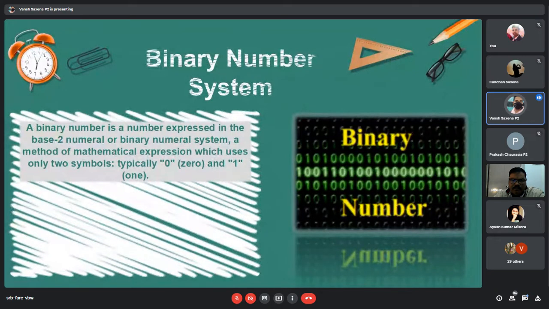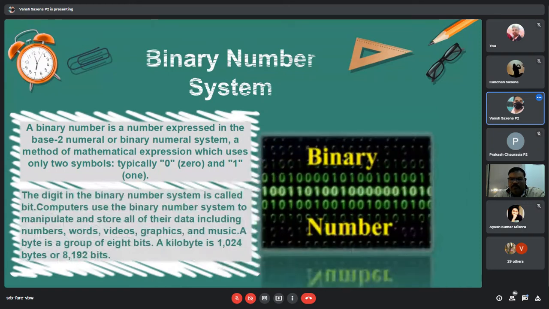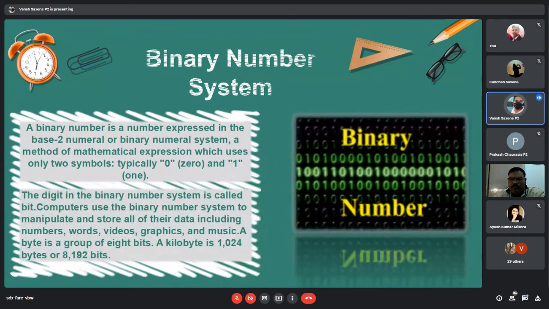A binary number system is a number system expressed in base 2 numerals. It is a method of mathematical expression which uses only two symbols, typically 0 and 1. In physics, we call it high voltage or low voltage. There are only two things. The digit in a binary number is called a bit. Computers use the binary number system to manipulate and store all their data, including numbers, words, videos, graphics, and music.